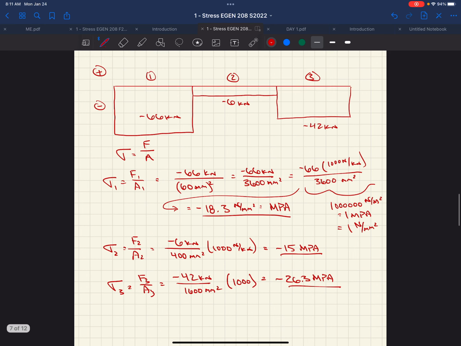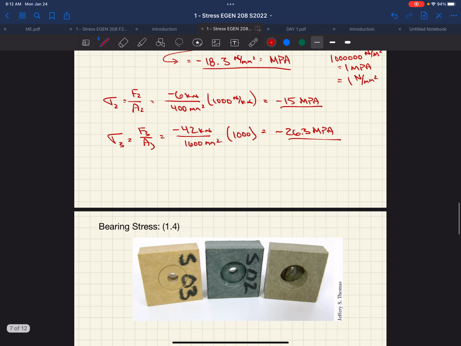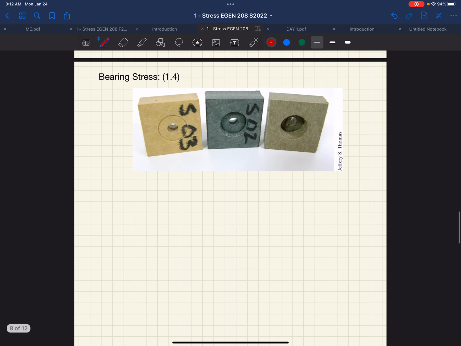Okay. That's normal stress, right? The stress in a cross section has to do with the normal force and the area that's perpendicular to that. That would be normal stress. Any questions? All right, we're going to talk about bearing stress, which is a variation of normal stress, okay?